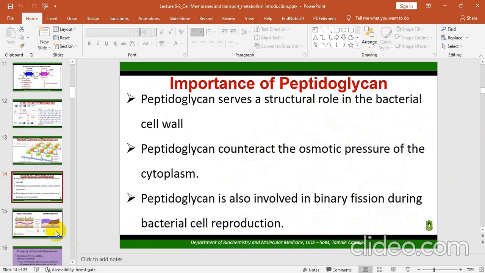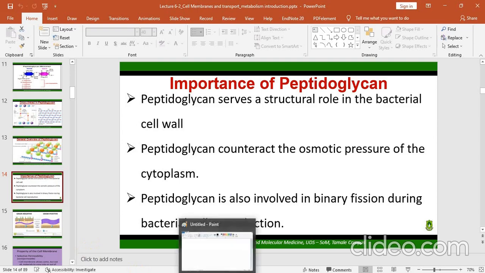Importance of the peptidoglycan chain. Peptidoglycan serves as a structural role in the bacterial cell wall. It counteracts the osmotic pressure of the cytoplasm. It's also involved in binary fission during bacterial cell reproduction. So let's look at what binary fission is.